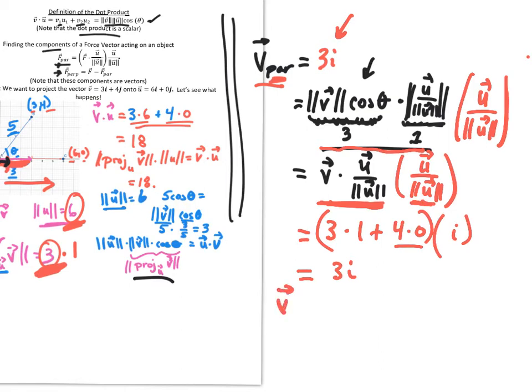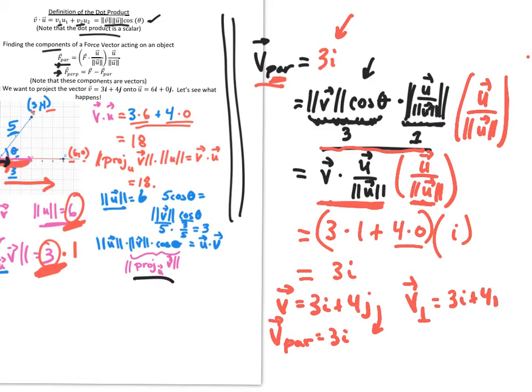Now if I know that v is equal to 3i plus 4j, and then v parallel is equal to 3i, how am I going to get v perpendicular? Well, v perpendicular would just be v minus v parallel. So it's 3i plus 4j. I've got to put hats on, forgot. And then we're going to subtract off 3i. So this would just be equal to 4j. Okay? So that would be this formula right here. That's all we're doing.